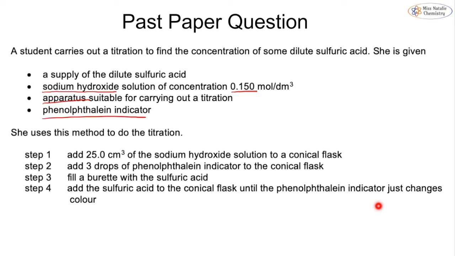So the method that she uses is, this time she puts the sodium hydroxide into the conical flask. As I said, it doesn't matter whether it is the acid or the base, just as long as you make sure that you don't mix them beforehand. She then adds the phenolphthalein indicator and then fills the burette with sulfuric acid and adds the sulfuric acid until the phenolphthalein indicator changes colour.